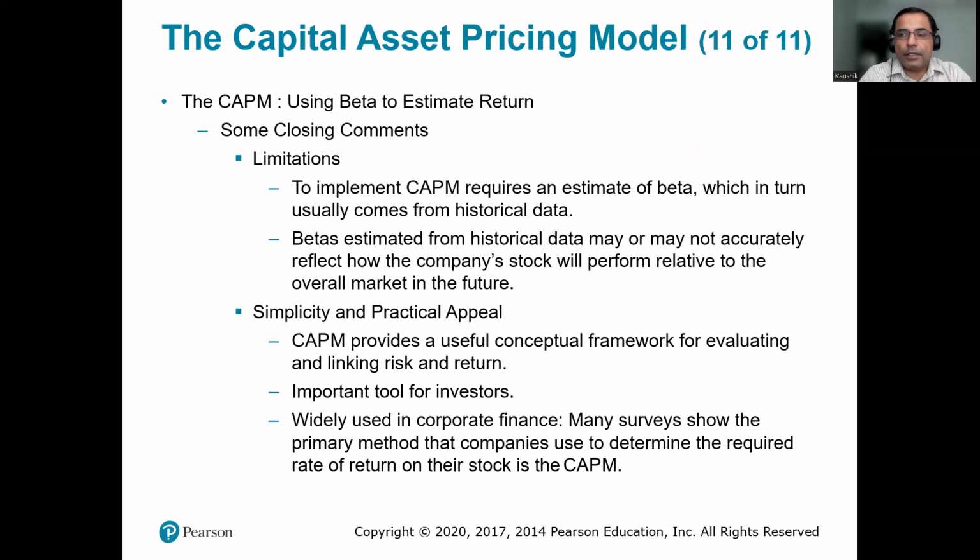So why is beta, or this capital asset pricing model, popular? Because it is a very intuitive framework and helps to link risk with return. It is widely used in corporate finance for investment decisions or to find the required rate of return. But there are certain limitations. This model estimates beta on the basis of historical data. And historical data may not predict future returns or future stock movements correctly.